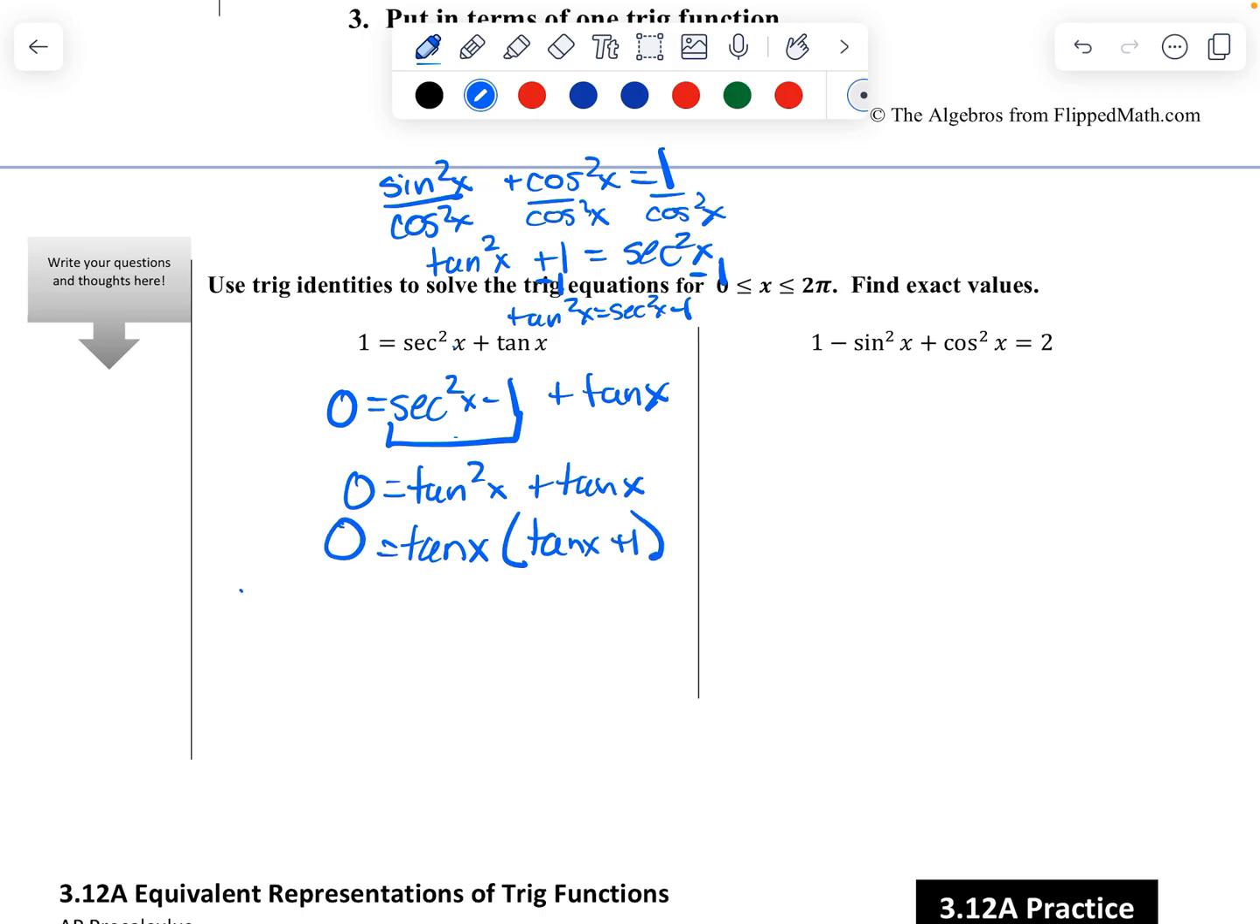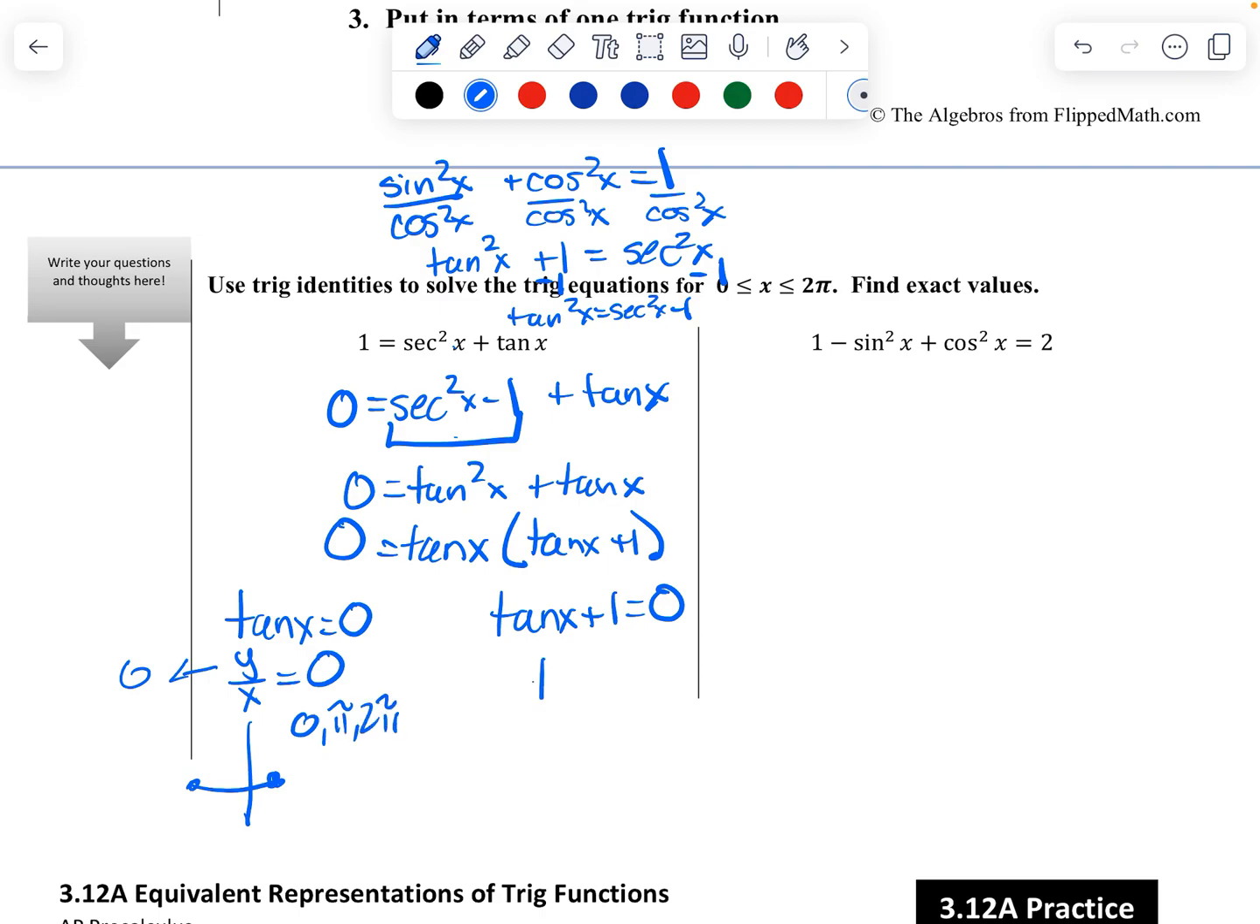So when does this equal 0? When the tangent of x equals 0 or the tangent of x plus 1 equals 0. Well, where does our tangent, y over x, equal 0? It's when y equals 0, which would be at 0, pi, and 2 pi. And where does our tangent of x equal negative 1? Well, that's when they're the same side length, and one is positive and one is negative. So that's our root 2 over 2's and negative root 2 over 2's. So that would be 3 pi over 4 and 7 pi over 4, sorry.